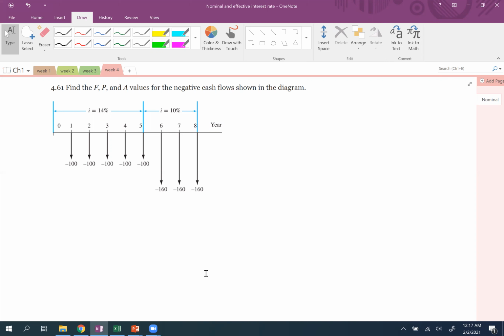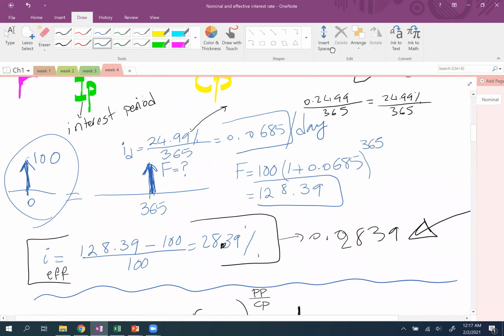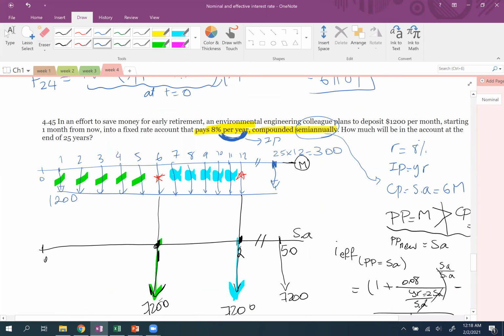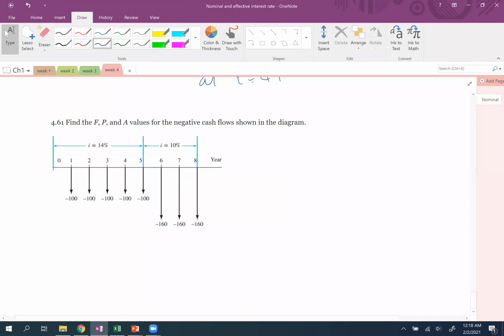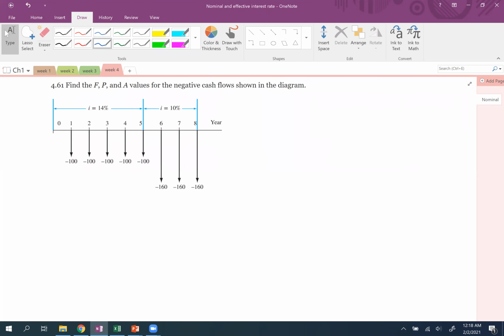Let's say I want to calculate its future worth at time 8, or present worth, or I may want to find its equal amounts from time 1 to 8. So for now, let's just focus on calculating the future worth, let's say at time equal to 8. I want to find future worth at time equal to 8.